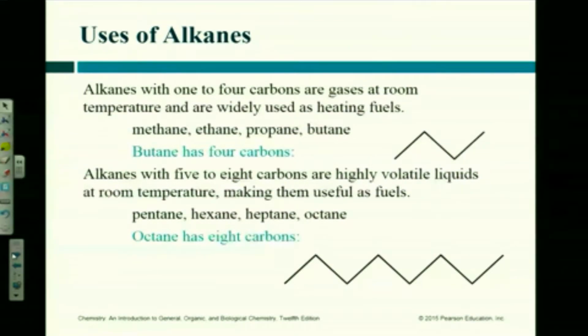Ones that are a little bit bigger than that, with 5 to 8 carbons, are highly volatile. The ones that are that short are gases at room temperature. That's why they're handy as fuel sources. Ones with 5 to 8 carbons tend to be liquids at room temperature, and they can also be used as fuels. So things like octane, when you go to the gas pump and you see the octane rating, you now know that that's an 8-member carbon chain, right? Some of these other ones like pentane and hexane are often used in the lab as solvents for non-polar things. So things that don't dissolve in water can dissolve in pentane and hexane.